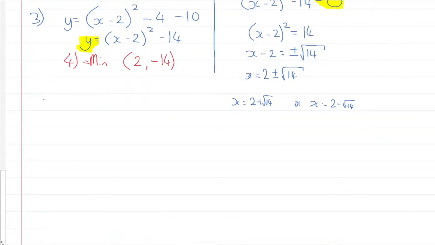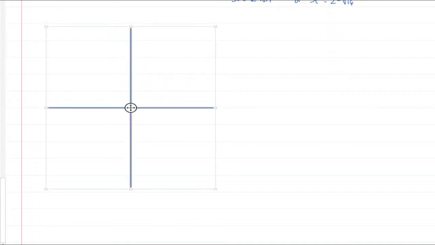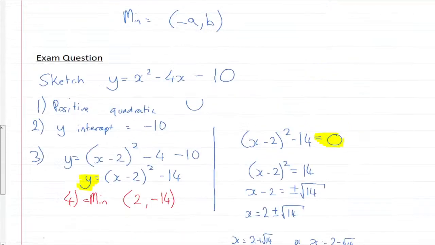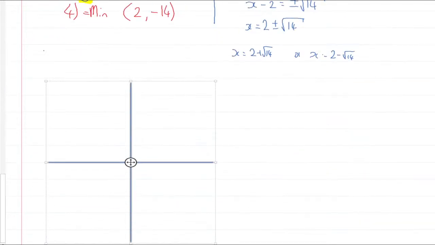So let's draw the axes. I need all that information back, don't I? So here are my axes. First of all, what did I say my y-intercept was? My y-intercept is minus 10. So straight away I can draw down here minus 10 as my y-intercept. Everybody alright with that?